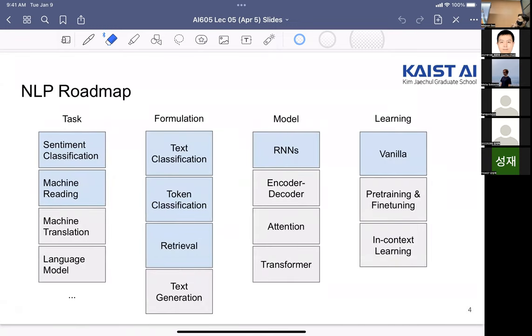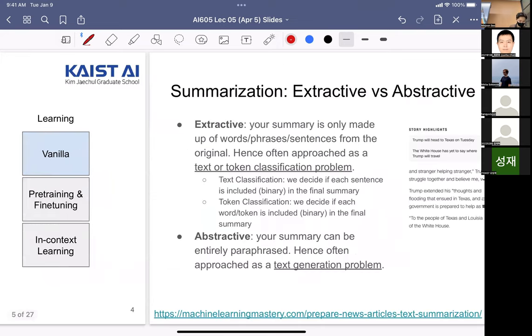As you see, we've been going through a few formulations already: text classification, token classification, and retrieval. So the last part is text generation here. And as we will see, this means that we will need different models to formulate this problem. Up to now, we have been using RNNs only, bare-bone. And of course, we said that that's still not enough for some applications like MRC, but still it's doable. But from now on, we'll need some new model to do the new task or new formulation, which is text generation.